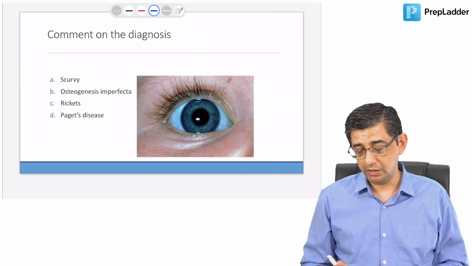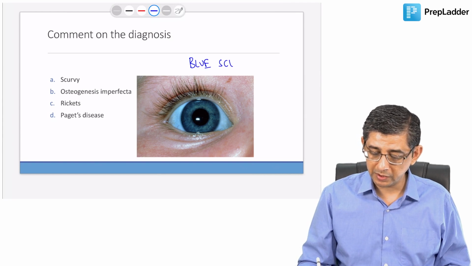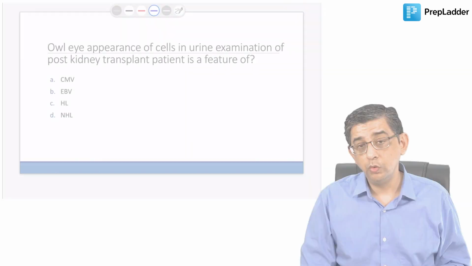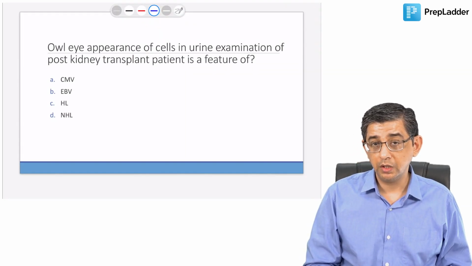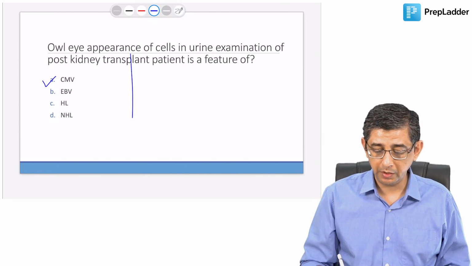the cornea. The next condition was having a blue sclera. Blue sclera is a presentation of osteogenesis imperfecta, a spot diagnosis again. Owl-eye appearance of cells in urine is a finding that is seen with cytomegalovirus. You are aware of owl-eye appearance two times, no?